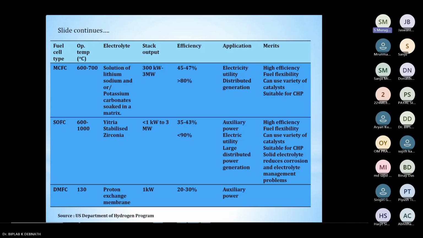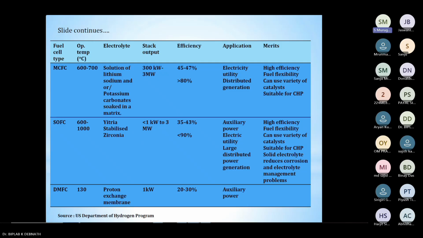So then other three types are there. MCFC, their operating temperature is 600 to 700 degrees Celsius. The electrolyte you use is a solution of lithium, sodium or potassium carbonates soaked in a matrix. You can generate a power output from the lowest power of 300 kilowatts up to 3 megawatts. Efficiency you can have up to 47%, and when you combine with the CHP plants, you can get 80%. You can use it in electricity utilities, and you can use it in distributed power generation applications as well.